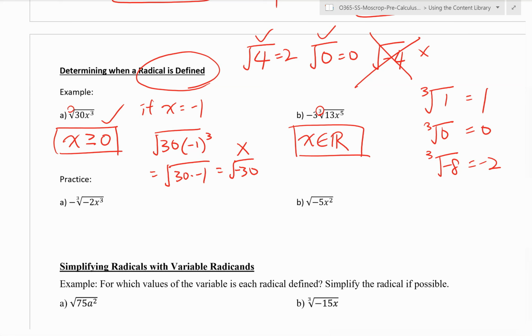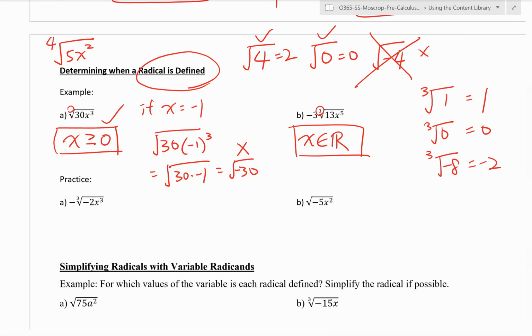Okay, you know what? I'll give an example when x could be anything. I don't think I gave you an example here. Let's take a look: fourth root. What if we say this is the fourth root of 5x squared? In this case, x could be anything, and the reason is that even if x is negative, we're taking the square first, and when we square a negative number, it turns into a positive number. So this radicand is actually going to be a positive number.